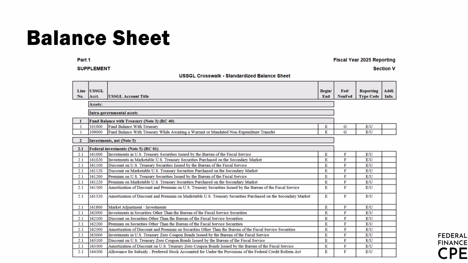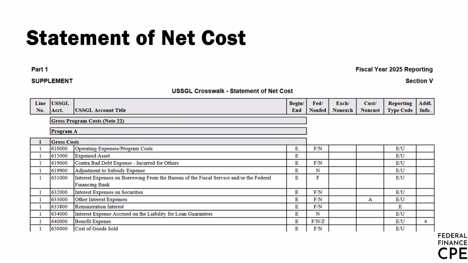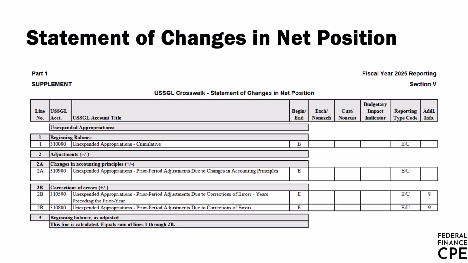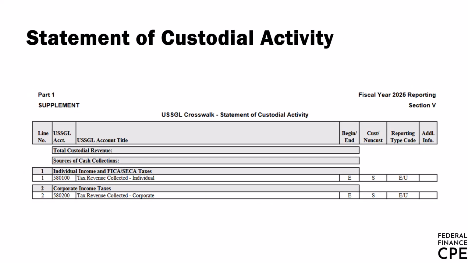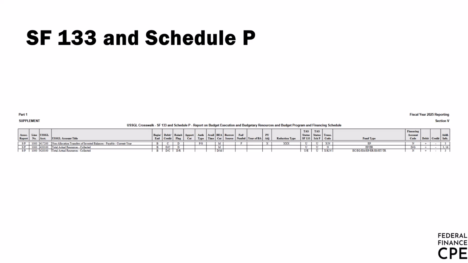So you'll see here this USSGL in the balance sheet. It names out the lines, the GL accounts, and some of the attributes that are relevant for each one. Same thing with the statement of net cost. Kind of similar, but different. Different attributes, different lines. Then you have your statement of changes in net position. Same thing here. Then you have your statement of budgetary resources. Similar. Custodial activity. Very similar. And then you'll have your Schedule P and SF 133.